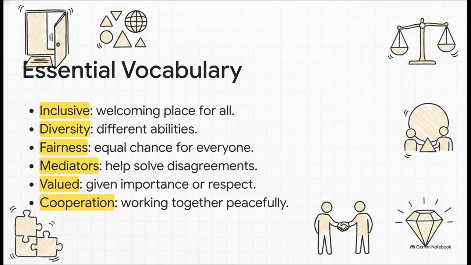And why is that important? Because of diversity. Any group of people is going to have different abilities and different backgrounds. That's a given. So, to handle diversity, a community has to actively practice fairness. That means leveling the playing field and giving each and every student an equal chance to participate. Now, we are all human, which means disagreements will inevitably happen. When they do, healthy communities rely on mediators. These are respected, neutral people who step in to help two opposing sides solve a problem.